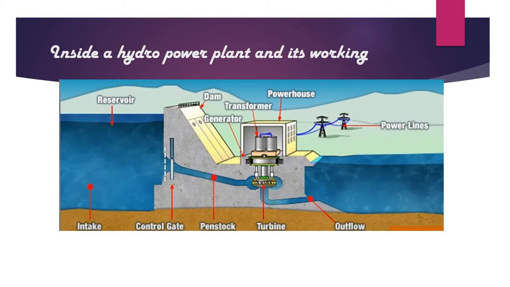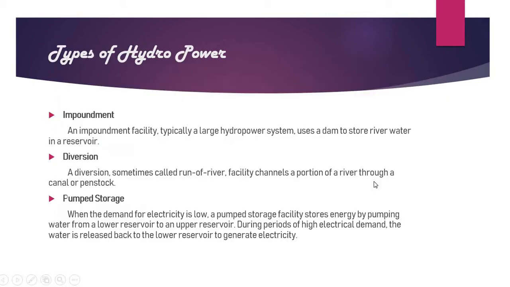The regulation of water flow to the turbine depending on the electric load demand is carried out by the governor system. So now let's go to the next slide and learn about the types of hydropower plants. So basically there are three types: impoundment.